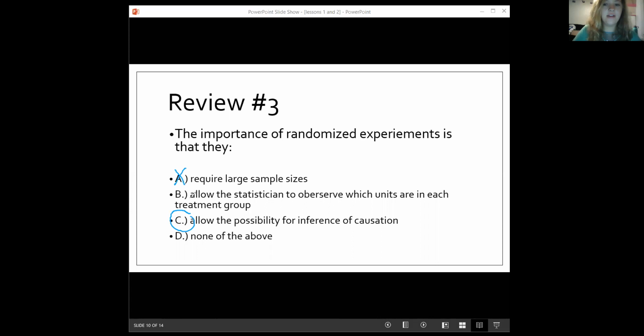And then B is saying to observe which units are in each group. It says observe. This is an experimental idea, so it can't be that one. So obviously it's not none of the above. So our answer would be C, because if you're doing randomized experiments, it's going to be representative of the population, so then you're able to make a more accurate conclusion about the causation.